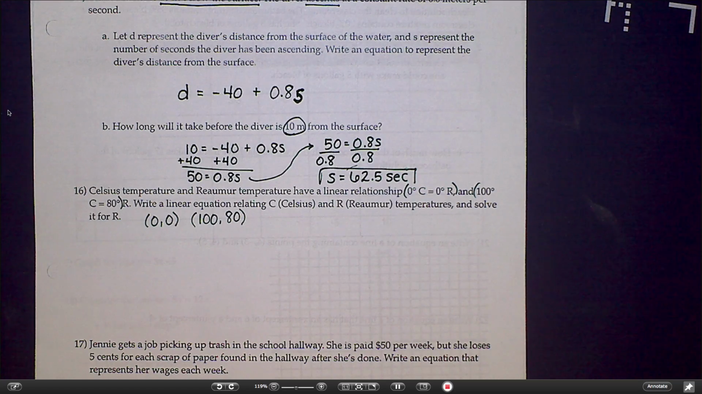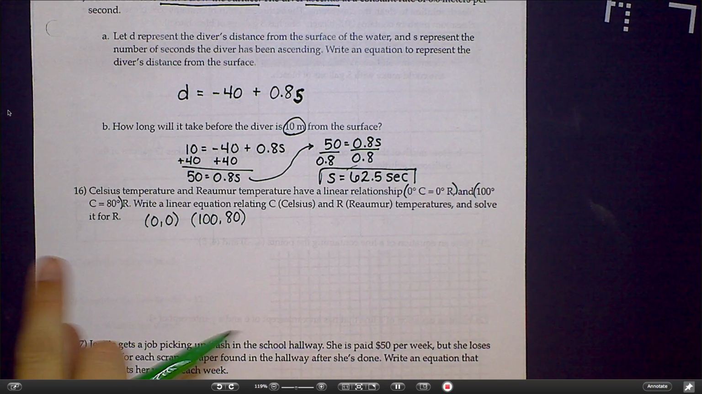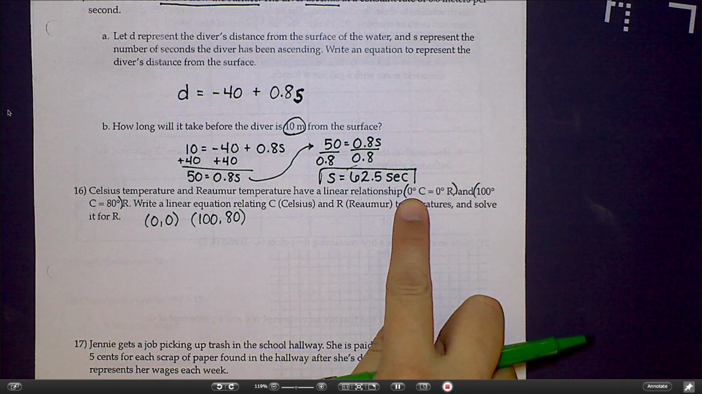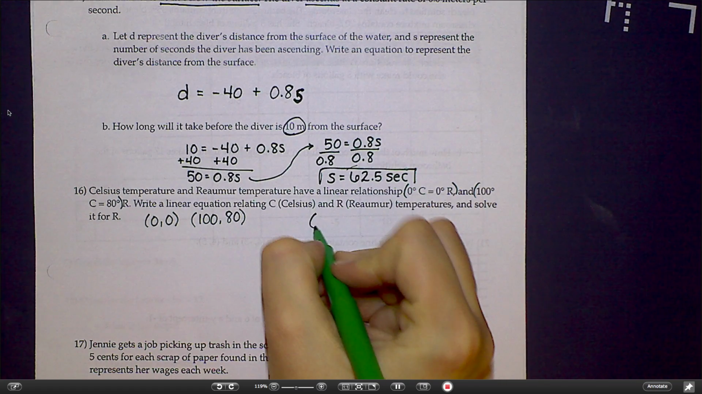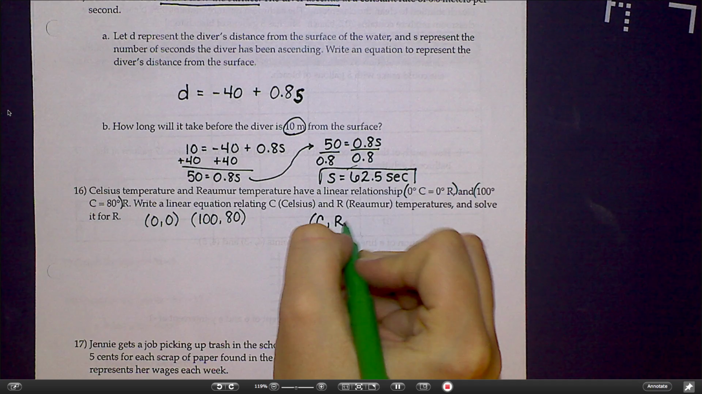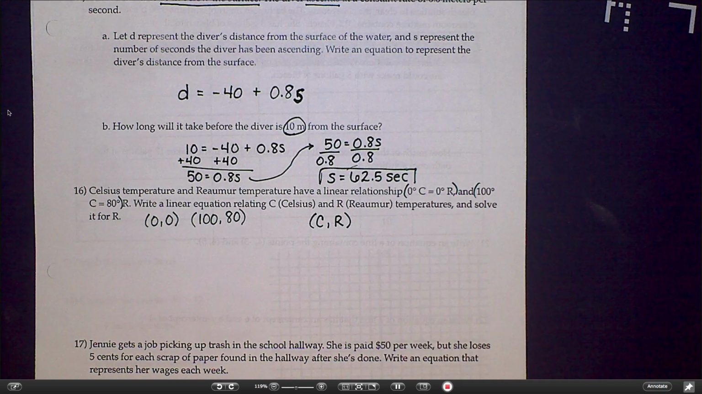And just to keep straight which is which, let's remember that the way this is written, the Celsius temperature comes first and the Reaumur temperature comes second. So really my ordered pairs are written like this, C, comma, R. That's going to be important in just a second. Okay, so don't worry about that right now, but I'll come back to that.